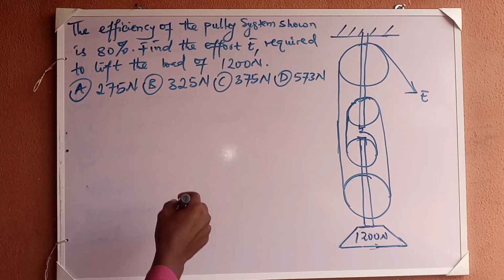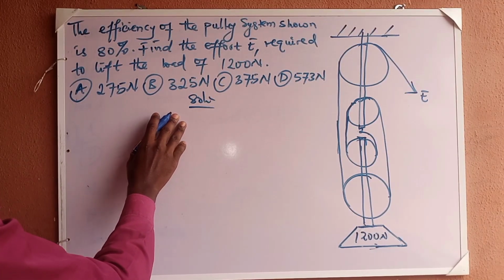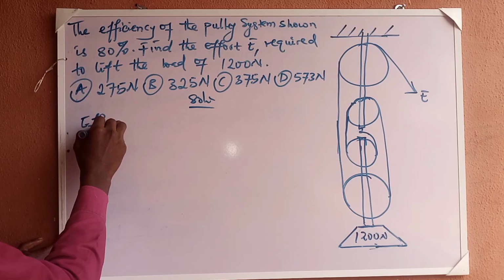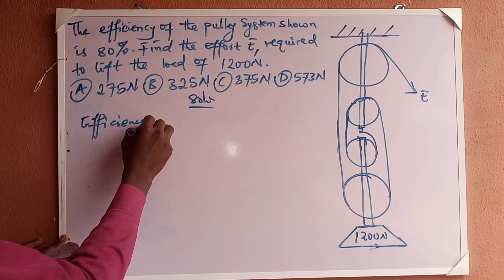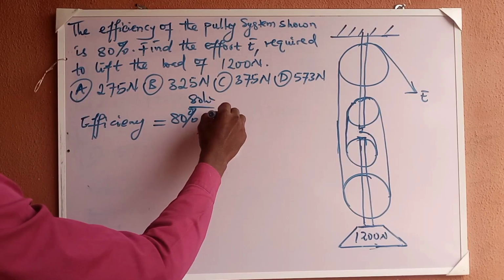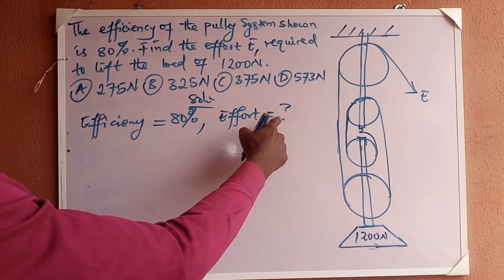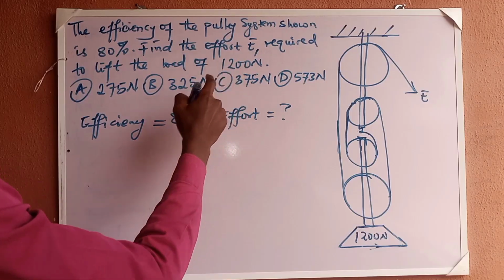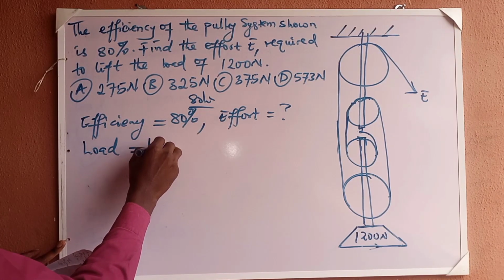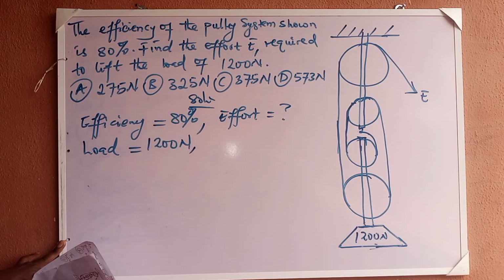So we'll begin with the solution. Let's write out what we are given in this question. First, we are given the efficiency as 80%, so we're going to write efficiency as 80%. Find the effort. So effort is not known. We are looking for the effort. So effort is unknown. Required to lift a load of 1,200. So that is load. So our load equals 1,200.